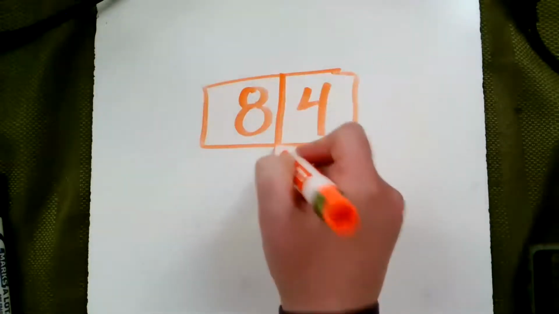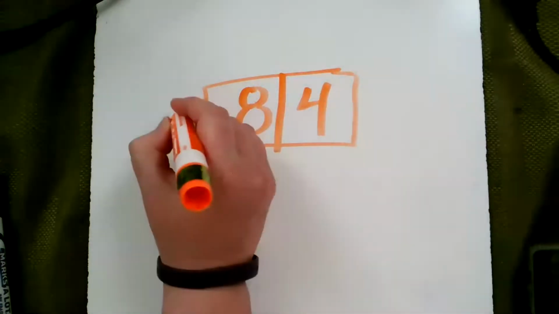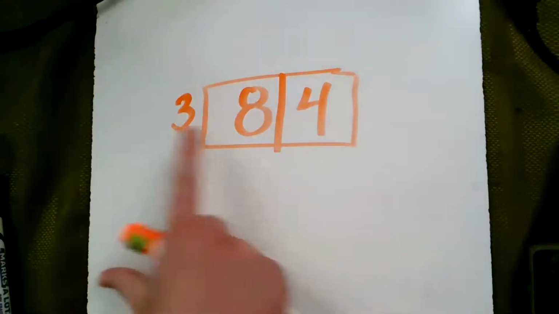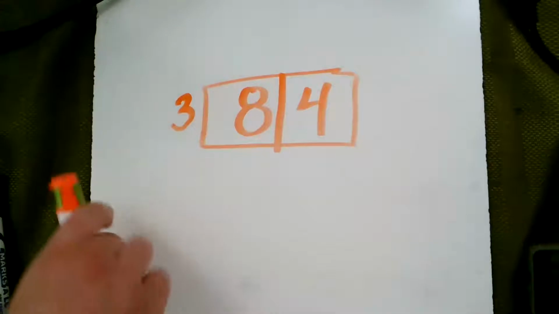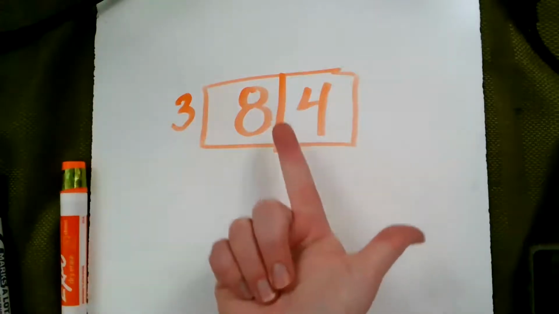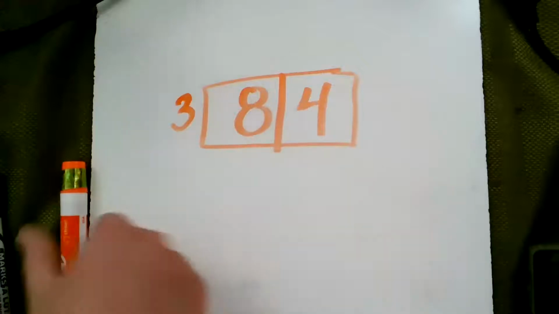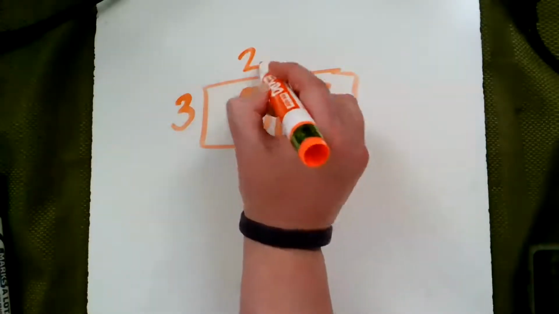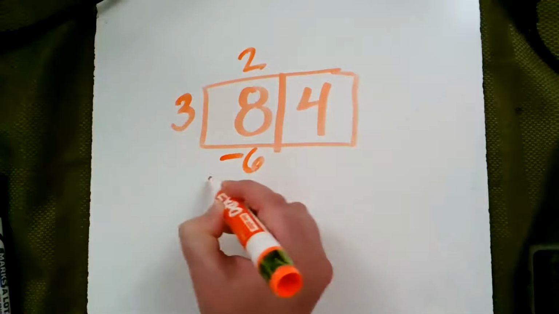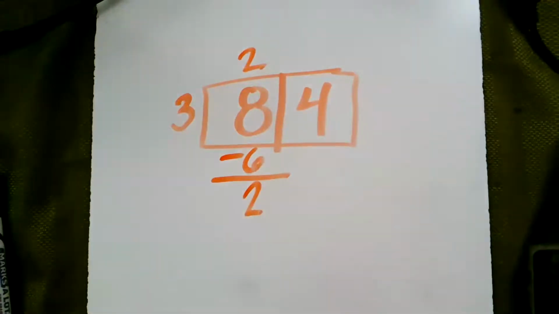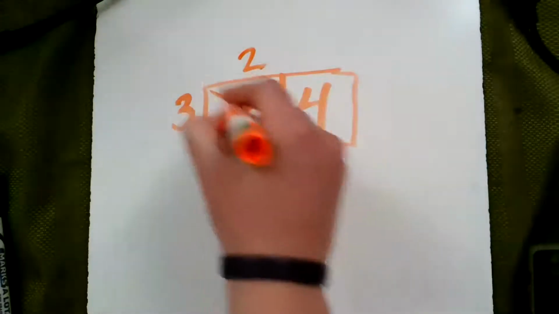I put each into its own space, its own zone, okay? And I'm going to divide it by 3. So then we ask ourselves, how many times can 3 go into 8? Well, if I know my multiples of 3, 3, 6, 9, it's too much. So 6, it can go in twice. We subtract 6. 8 take away 6 is 2. All right, I'm done with this zone.